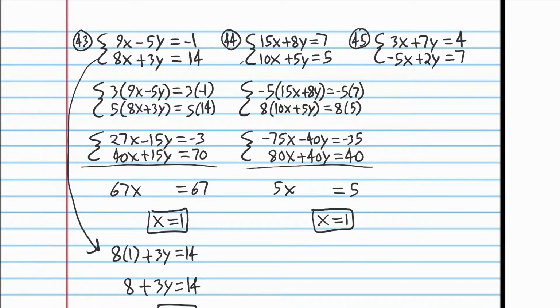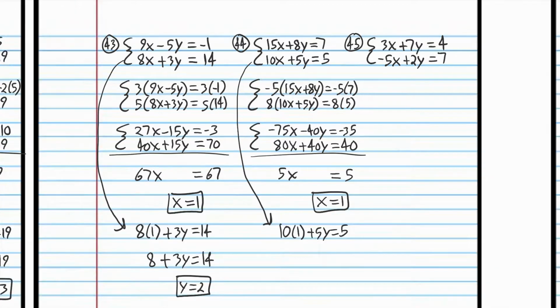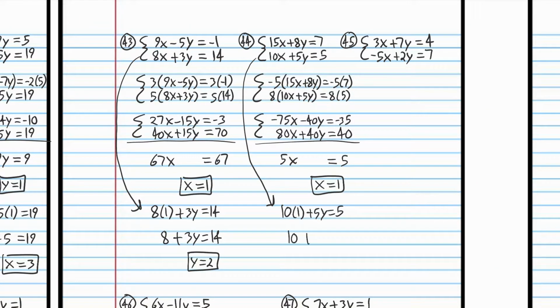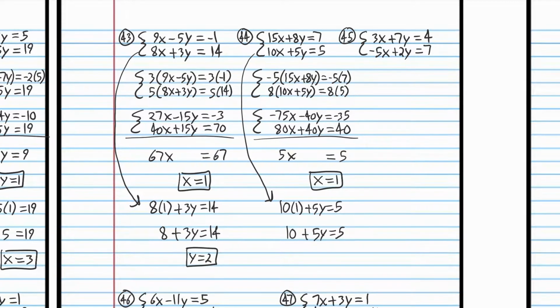So now I'm going to use the bottom equation. Again, you can use either equation on this part. So 10 times 1 plus 5y equals 5. And y is equal to -1.